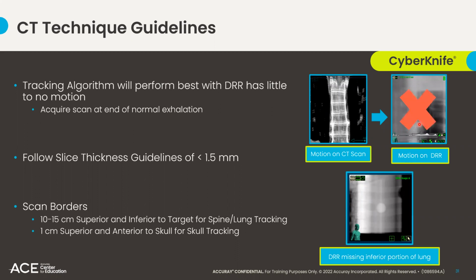Secondly, following the slice thickness guidelines of less than 1.5 millimeters is crucial. Too thick of slices is going to result in a poor image and will lead to uncertainty errors and tracking errors. Lastly, be sure to include 10 to 15 cm superior and inferior to your target for lung and spine tracking, and 1 cm superior and anterior to your skull for skull tracking. Anytime you see a DRR where a section of the lung or the spine is missing, this could absolutely lead to tracking failure.